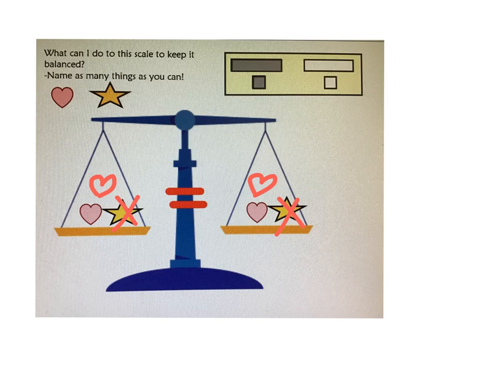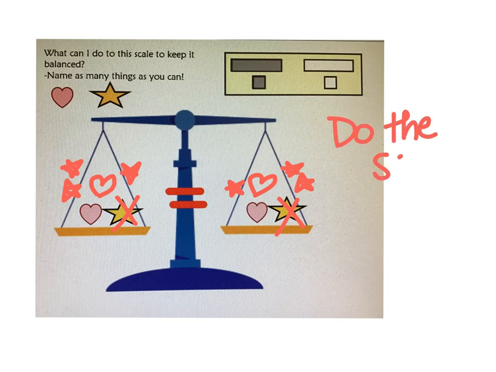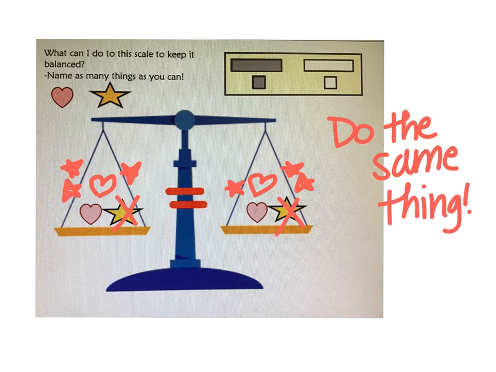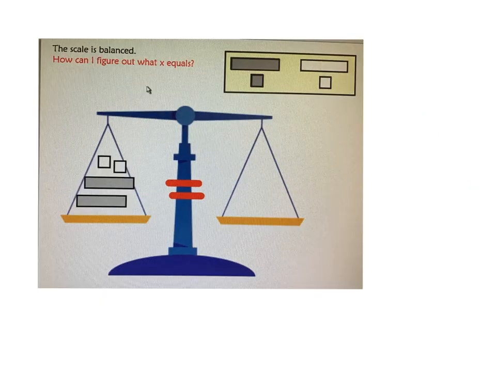Yes. What if you added in another star to both sides? Would it still stay balanced? Or if you added in 2 stars to both sides, it would still stay balanced. So as long as you do the exact same thing to both sides, and this is super important, it'll stay balanced. You could add things in, you could take things out. Okay, it would definitely stay balanced.